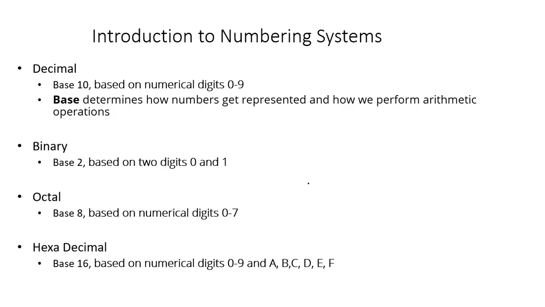It consists of the numbers 0 to 9, right? So for any number, for example, if I write 480, I have made this 480 using the digits 0 to 9 only. If you write a number 999, these are all decimal numbers which use the digits 0 to 9 only. So it is also called base 10. Now the base determines how a number gets represented and how we perform arithmetic operations. So that's the importance of the base.